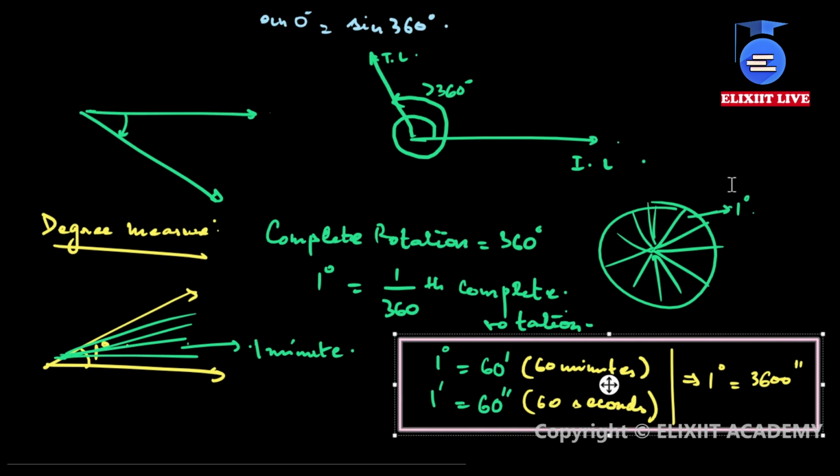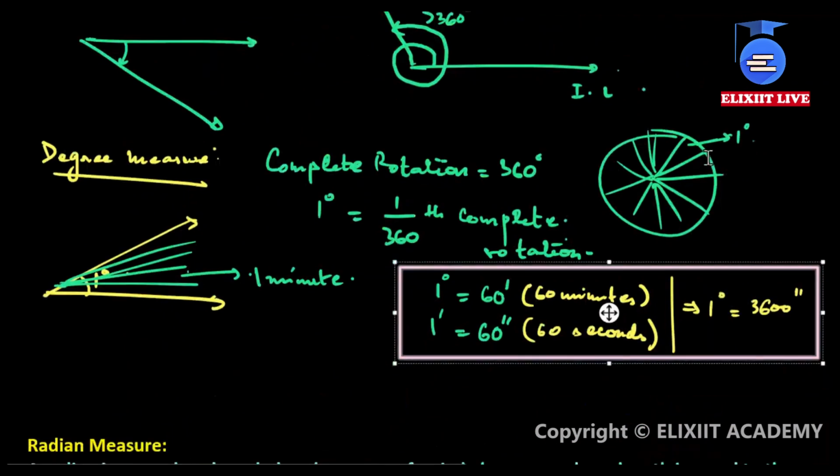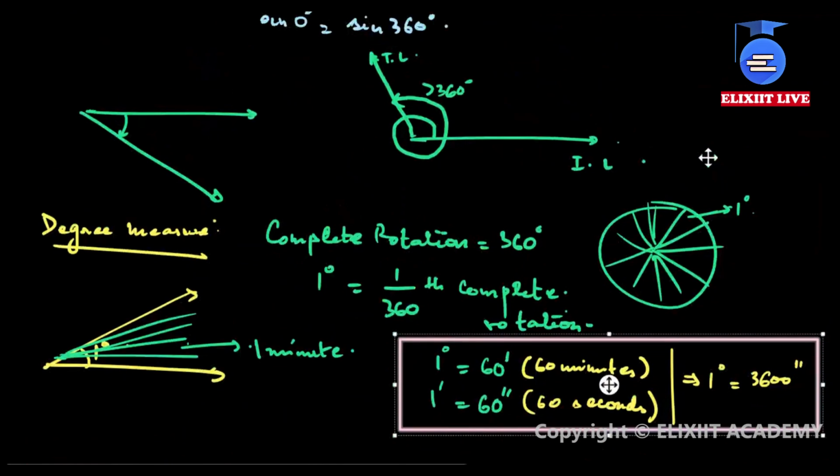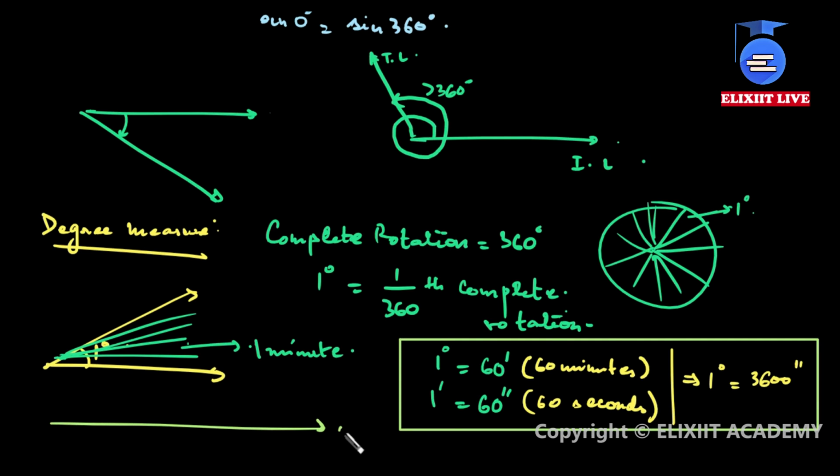So now, in terms of degree and radian measure, come to this particular difference. Mathematicians came up with 2 different measures of angles: one is the degree measure and one is the radian measure. In case of degree measure, let's say this is your initial line and this is your terminal line, and you are measuring this particular angle.